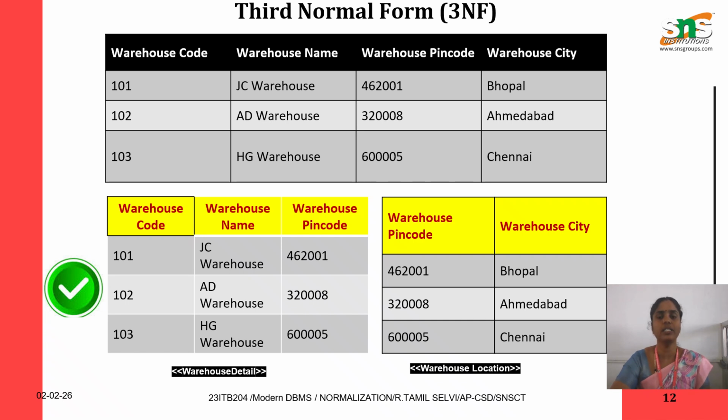So we are dividing the table into two parts. The first one is the warehouse detail table with the attributes warehouse code, warehouse name, and warehouse pin code. And the second table is warehouse location with attributes warehouse pin code and warehouse city. Warehouse pin code is not a super key, and warehouse city is not a prime attribute. To convert into the third normal form, we will divide the table into two. The table names are warehouse detail and warehouse location. Now the table is in 3NF.